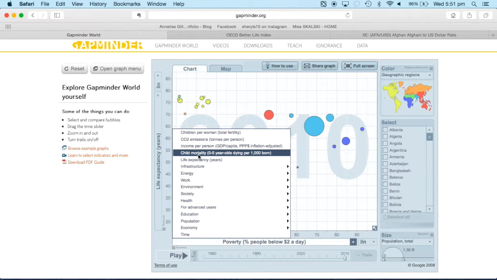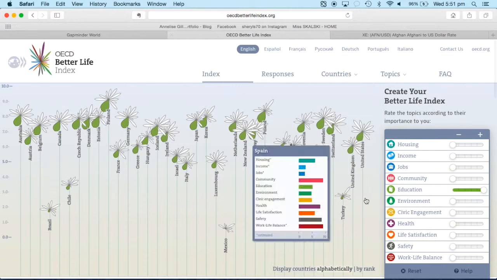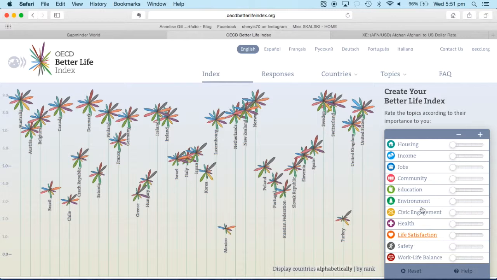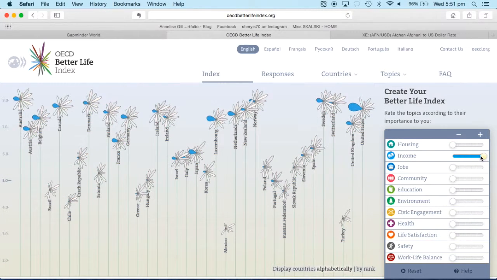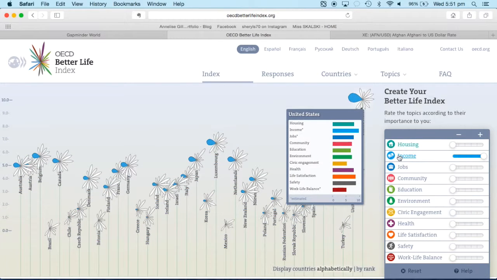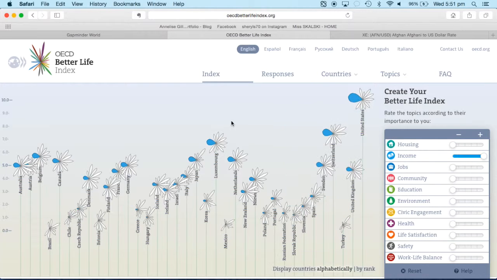The only other thing which I think I've left off the list, the OECD, it does have income. So the countries that are rated high, household income and financial wealth are at the top here, and obviously the lower ones.